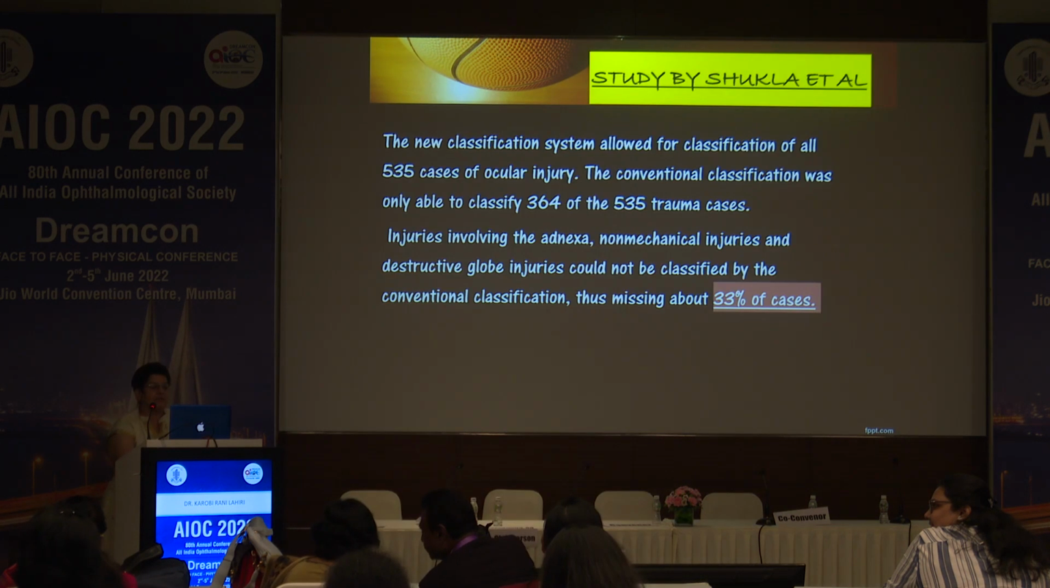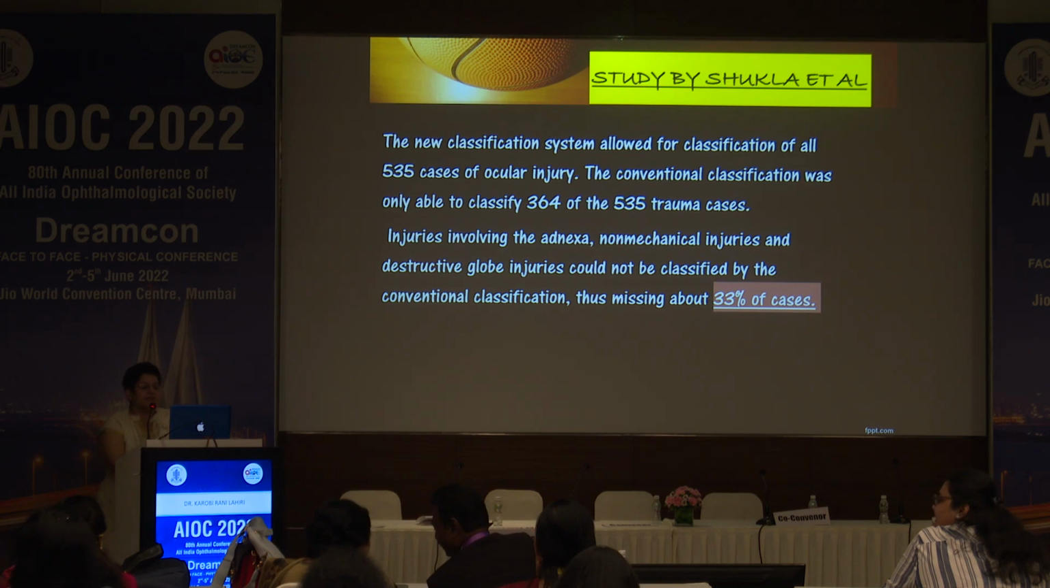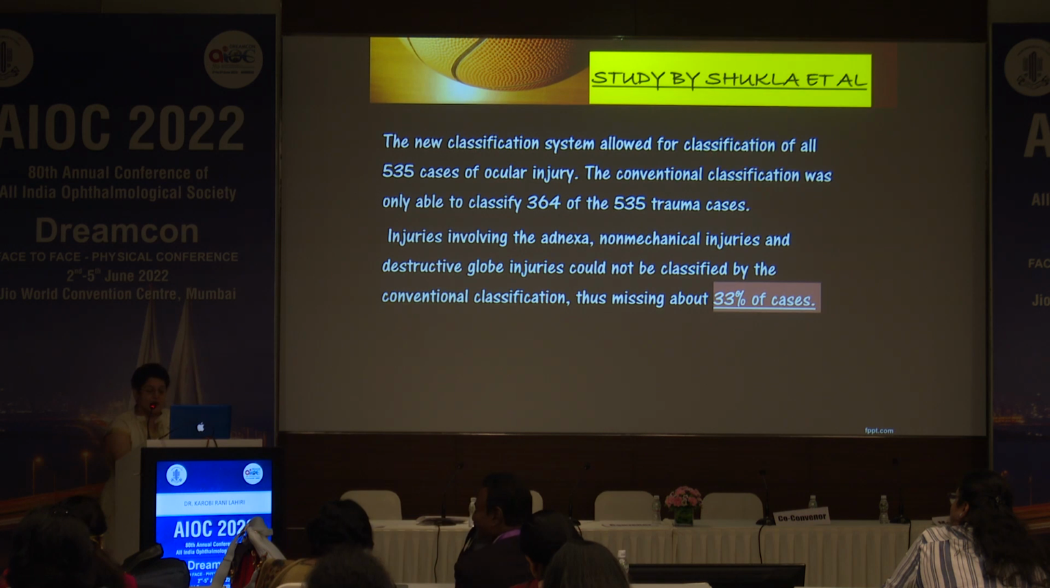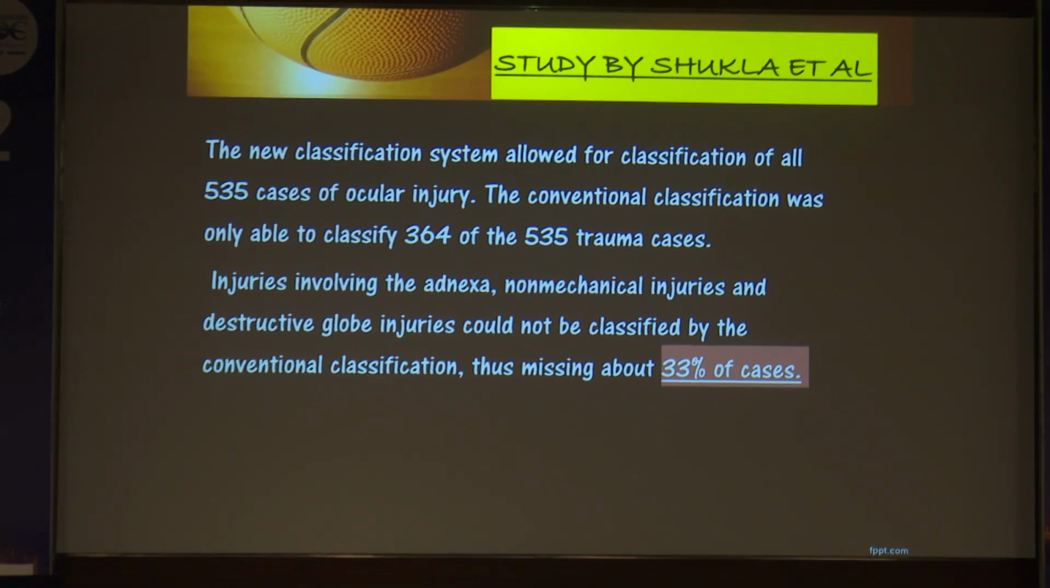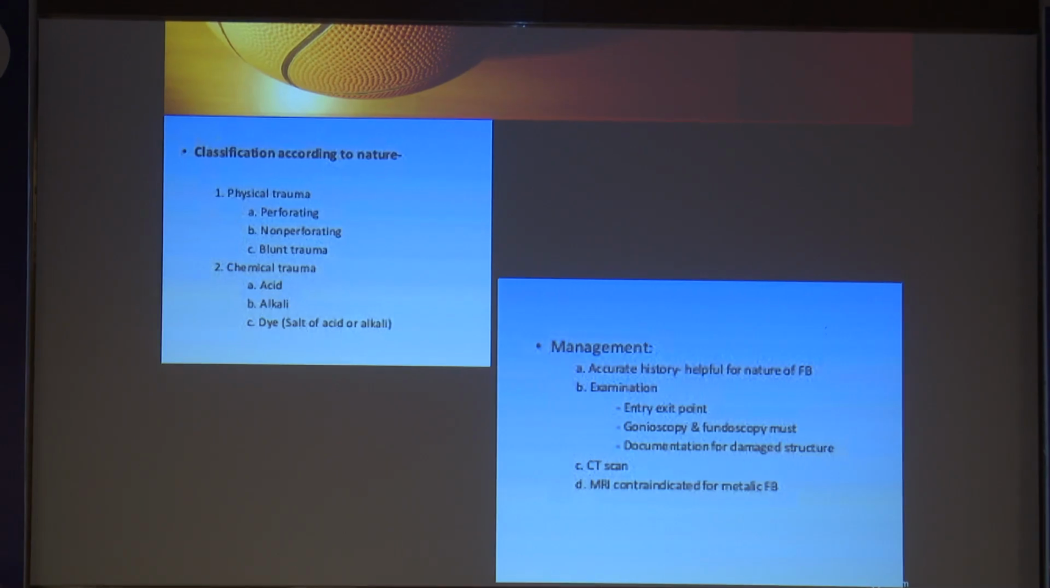mentioned just now. There was a study by Shukla et al. where they found that out of all the 535 cases of ocular injury, with the old classification, they were able to classify 364 of the 535 cases. So that means 33% of the cases were missing out in the old classification. But with the current new classification, everything can get classified.